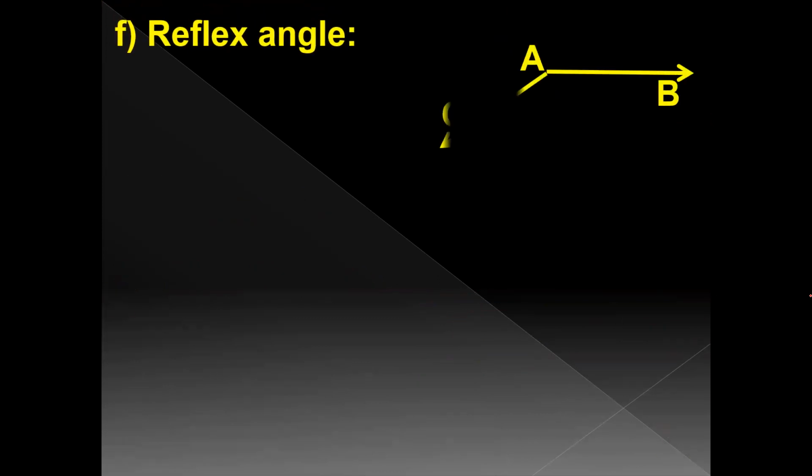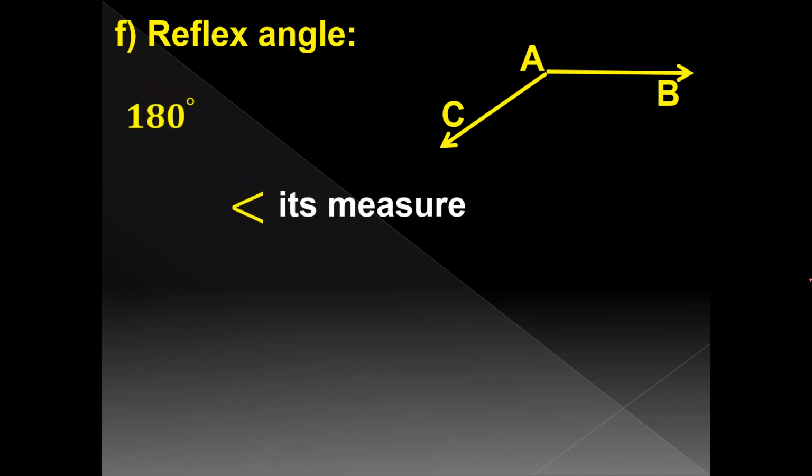Reflex angle. A new type is the reflex angle, and its measure is more than 180 and less than 360. More than 180, less than 360. Again, it's called a reflex angle.